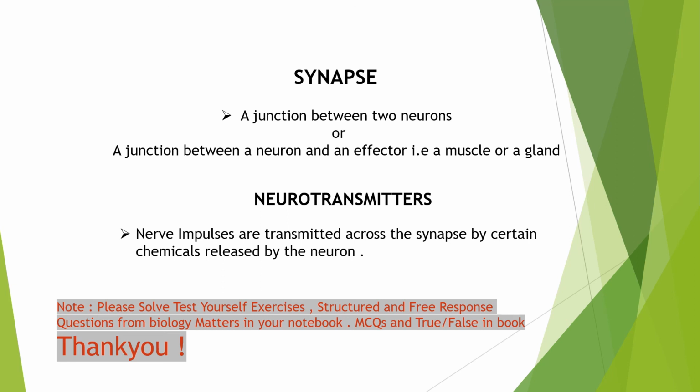And what are neurotransmitters? Synapses involve neurotransmitters. Nerve impulses are transmitted across the synapse by certain chemicals released by the neuron, which are known as neurotransmitters. An example of a neurotransmitter is acetylcholine. A neurotransmitter is basically a chemical which is important in delivering the message from one neuron to the other neuron. So this was all about the nervous system.